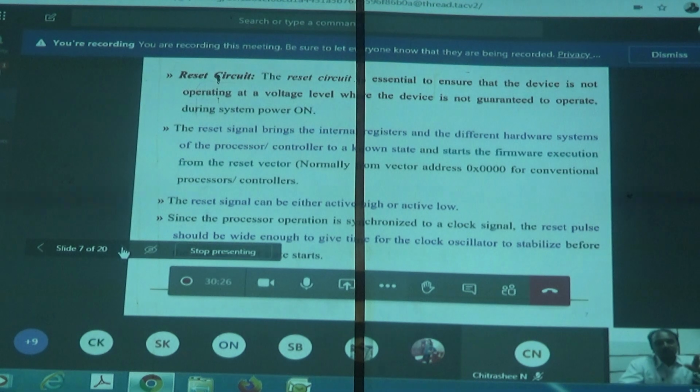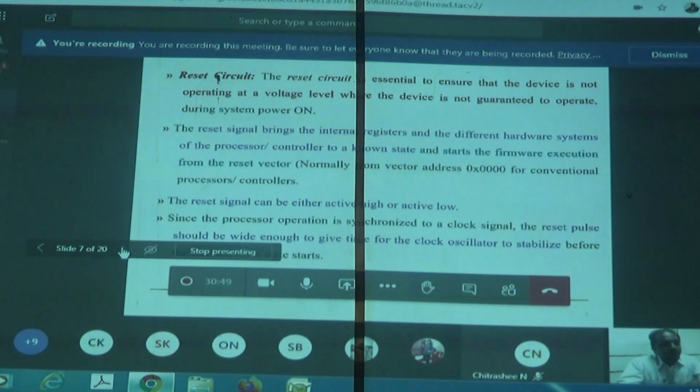Once a system hangs, what do you do? You restart the system. So restarting or resetting the system means it is going to load the initial values. All the register values are loaded with initial values. That is done with the help of this reset circuit.